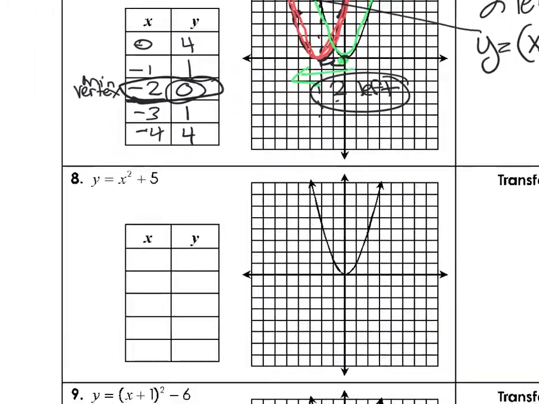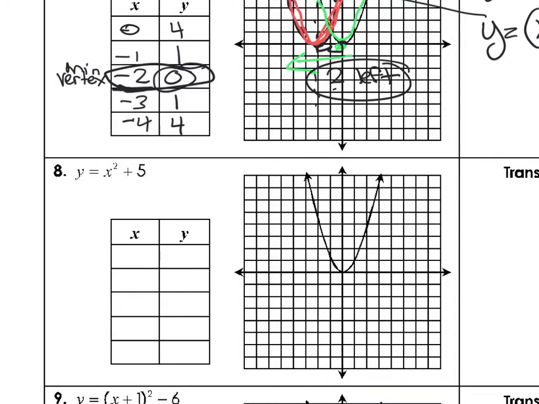All right, on this one, number 8. We don't have any parentheses, right? So that means that my x coordinate's 0 and my y coordinate's 5. All right, so we're going to put 0, 5 here. And let's put -2, -1, 1, 2 and plug these numbers in. So -2 squared is 4 plus 5 is 9. -1 squared is 1 plus 5 is 6. 1 squared is 1 plus 5 is 6. 2 squared is 4 plus 5 is 9.